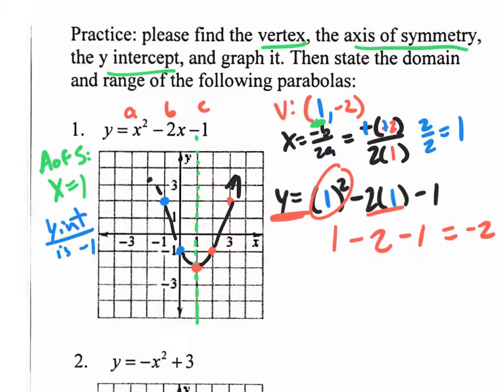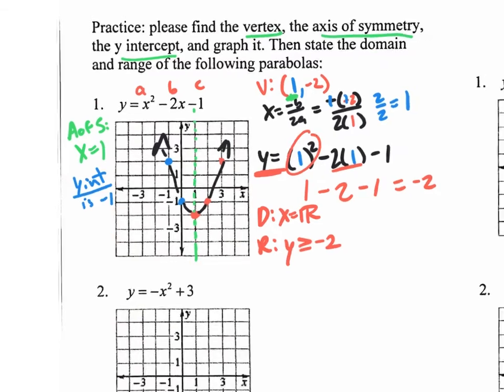What else are they asking us for? They're asking for the domain and range. Okay, so the domain, you're going to put x equals all real numbers. The range, y is what? Is it greater than or is it less than? There you go. Y is greater than or equal to negative 2. And that's how you graph. Nice and easy, right?